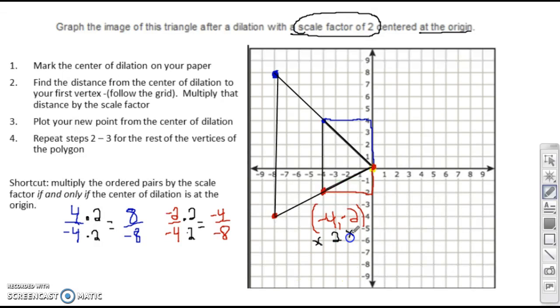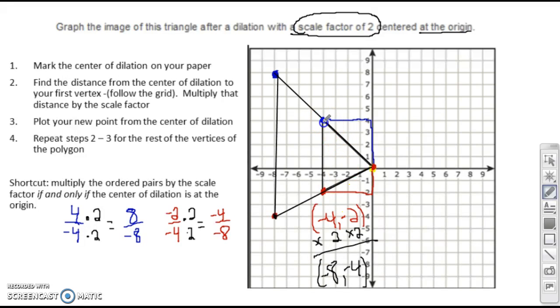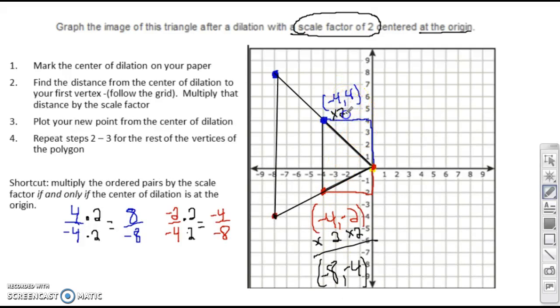So multiply each of those pieces by the scale factor, and that tells me that my new ordered pair should be at -8, -4. And if we look here, it was at -8, -4. So that's a shortcut you can take if and only if the center is at 0, 0. So I could have taken this ordered pair, -4, 4. I could have multiplied it by the scale factor, so multiply each of those by 2. And my new ordered pair should be located at -8, 8, which it is.